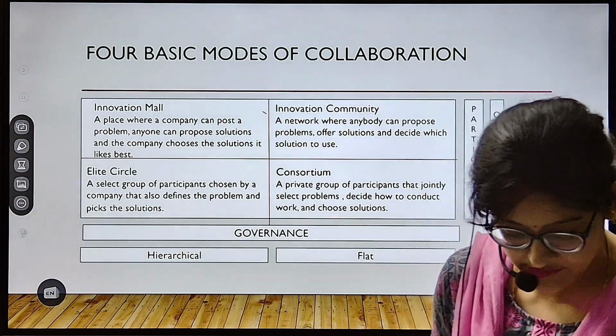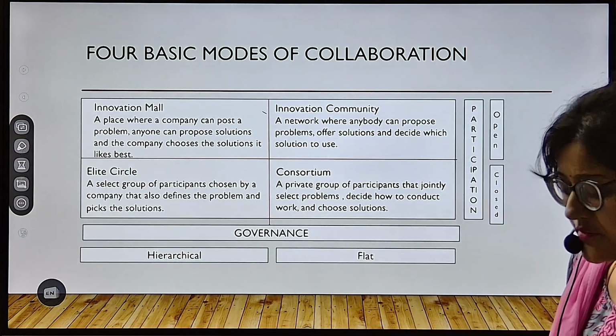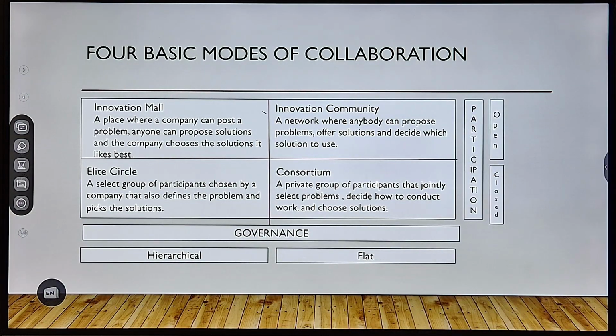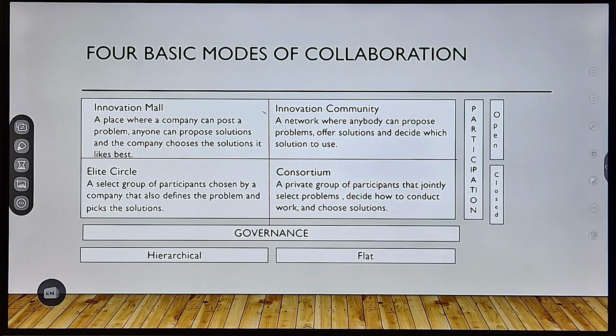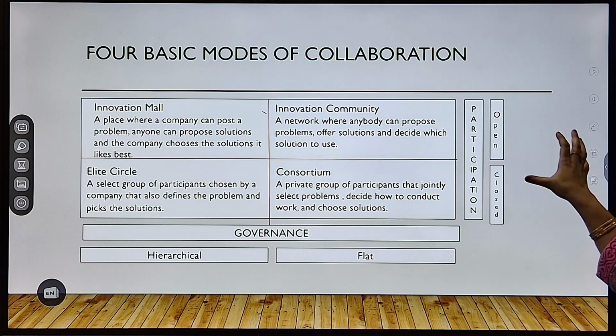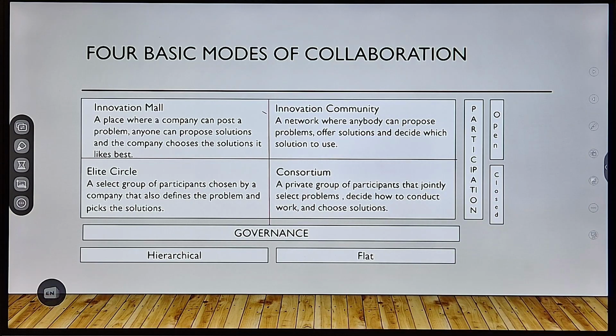So we need collaboration. Next, the models of collaboration, where we see that participation can be open or closed. That means participation is open, what does it mean? In the general sense, when we understand participation as open, everyone can participate. It is open to all.